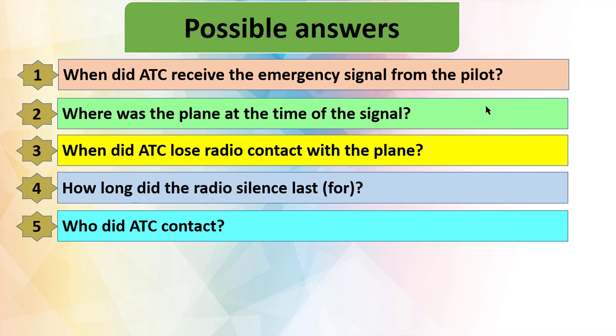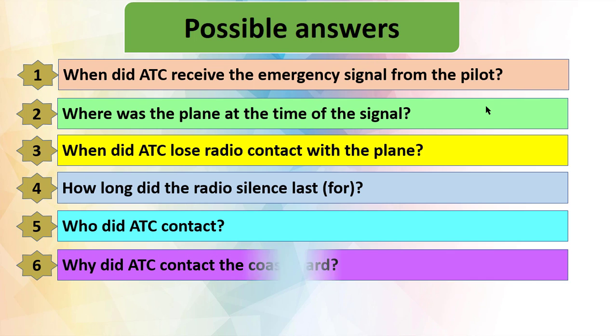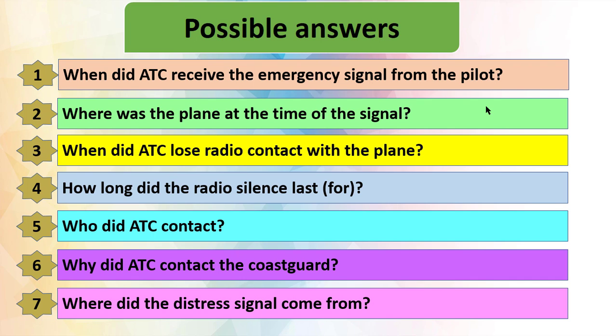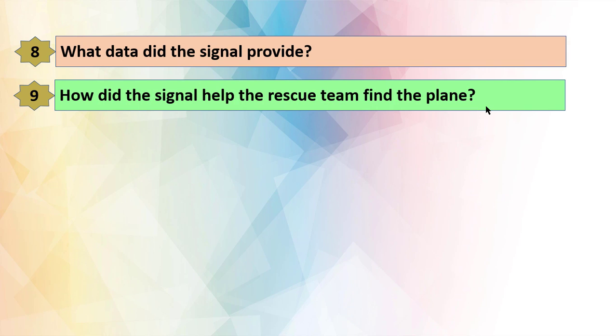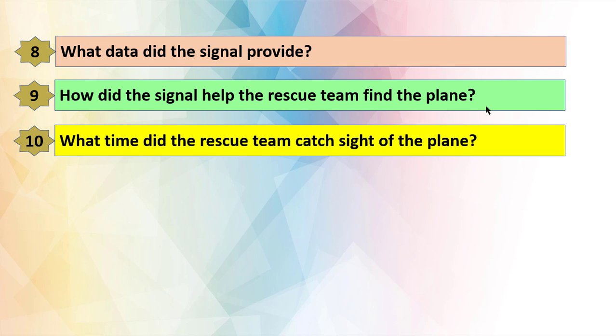5, who did ATC contact? 6, why did ATC contact the Coast Guard? 7, where did the distress signal come from? We can ask some more questions. 8, what data did the signal provide? 9, how did the signal help the rescue team find the plane? 10, what time did the rescue team catch sight of the plane?